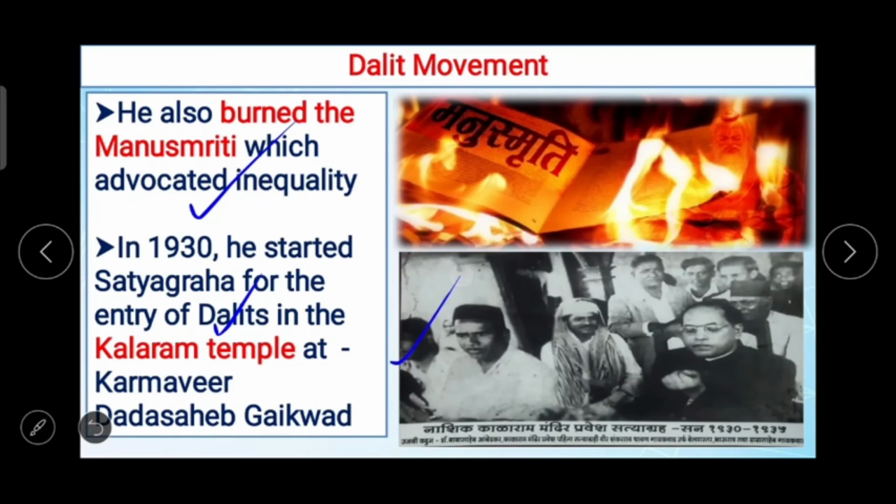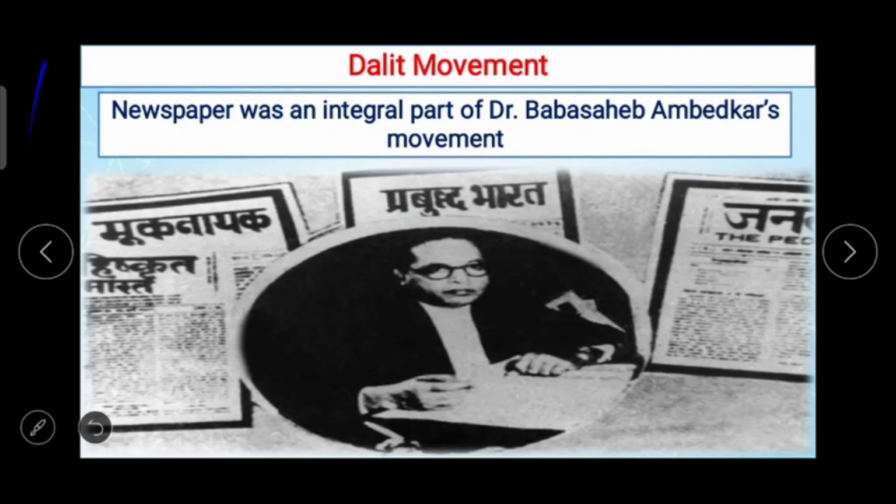Here you can see Nashik Kalaram Mandir Pravesh Satyagraha, and in the image you can see Dr. Babasaheb Ambedkar and Dada Saheb Gaikwad. Newspapers were an integral part of Dr. Babasaheb Ambedkar's movement. As we already learnt, the different national leaders and organizations started their own newspapers to spread their ideology, to spread their philosophy and to attract the people towards their organization. The same thing happened here. Newspapers at that period played a very important role in spreading the movement.